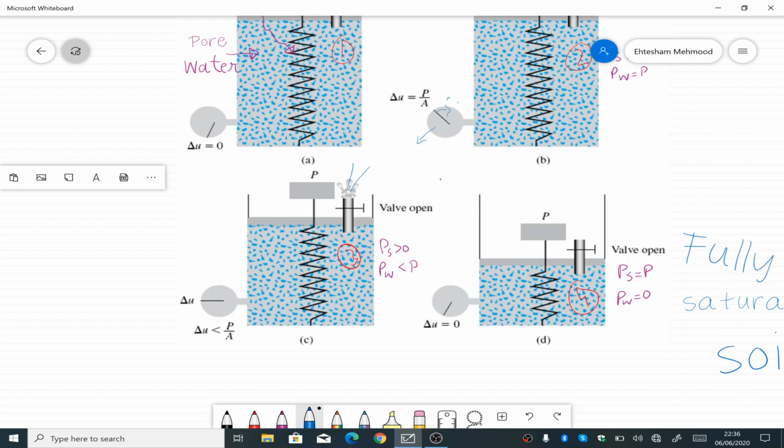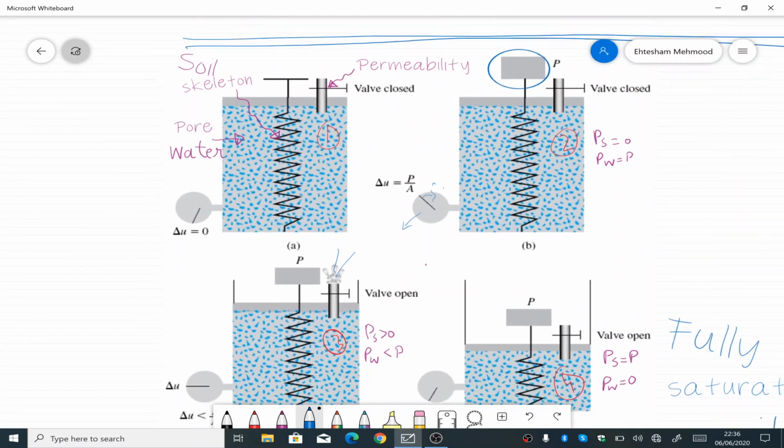After a certain while, this condition will happen that all the excess water has moved out, and there would be no more water coming out of the valve. At this time, all the load is taken by the spring and there is no load on the pore pressure or the water inside the cylinder.